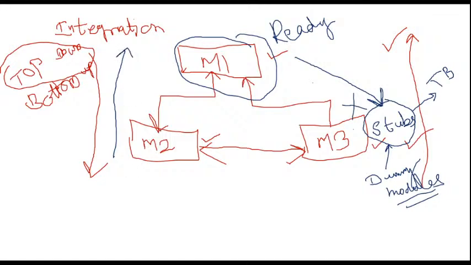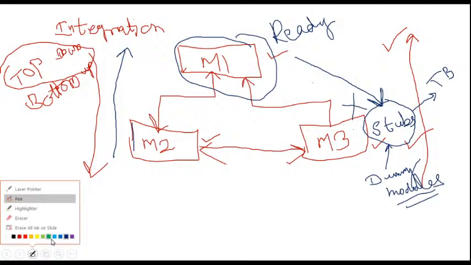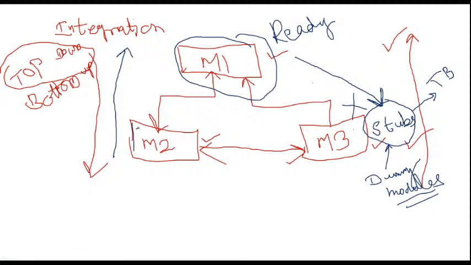In bottom to top, suppose module 2 is ready, but module 1 is not ready. In such a case we use a dummy module called drivers. Where do we use drivers? In bottom up. In bottom up we use drivers, and in the top down approach we use stubs. Both are dummy modules.